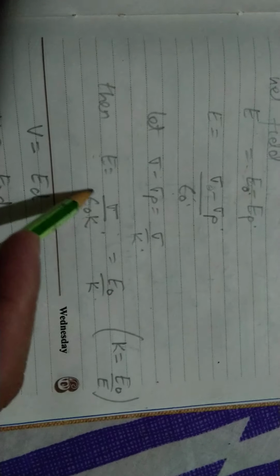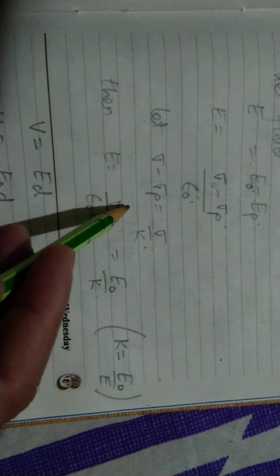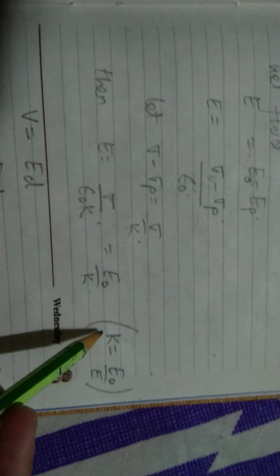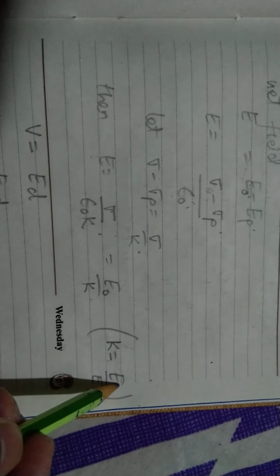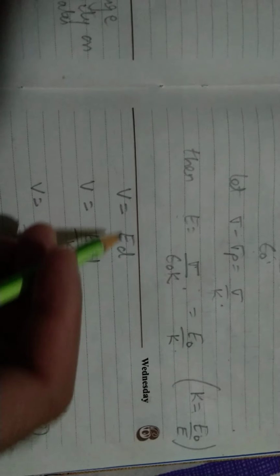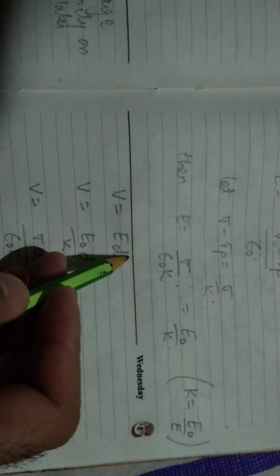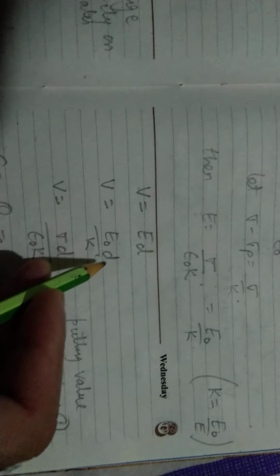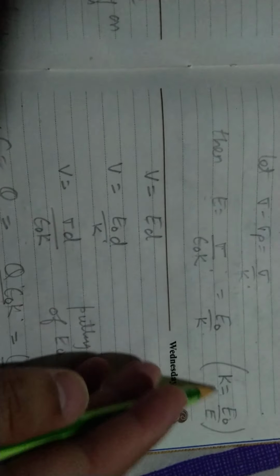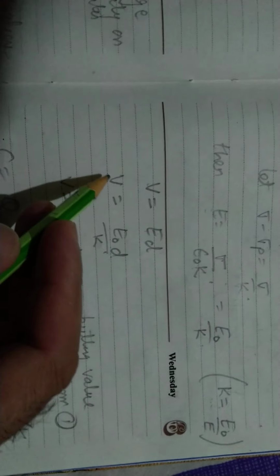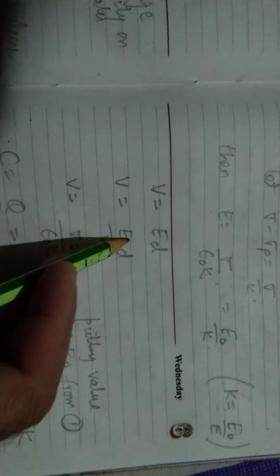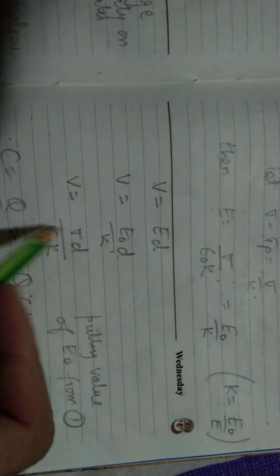Here, sigma over epsilon naught is E naught, so we write it like this. Finally we get that K is equal to E naught over E. Now we have the old relation V is equal to E D. So V is equal to E naught by K into D, so the potential is E naught D over K, where we keep the value of E naught as sigma over epsilon naught.